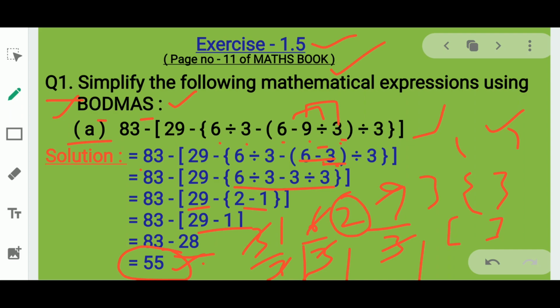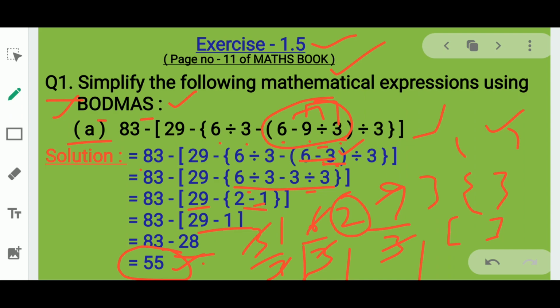So as you can see in this mathematical expression, first of all, we solved the small bracket in which one division and one subtraction sign are there. Then we divide first and then we subtract. After solving the small bracket, we move to the curly bracket in which 2 divisions and 1 subtraction sign are given. Then we divide first and then we subtract.